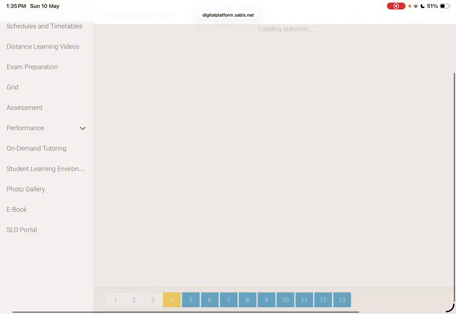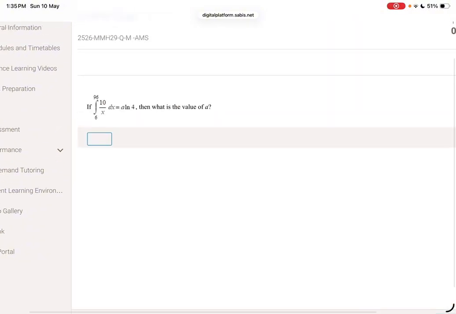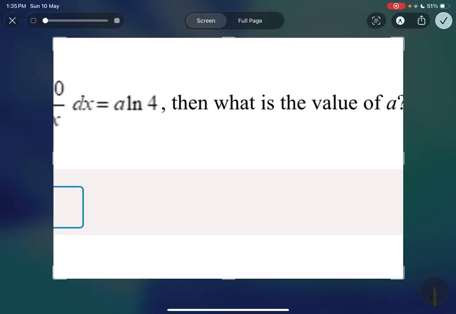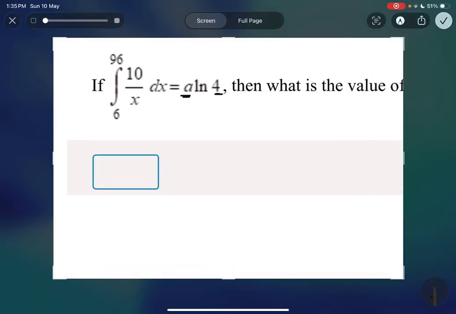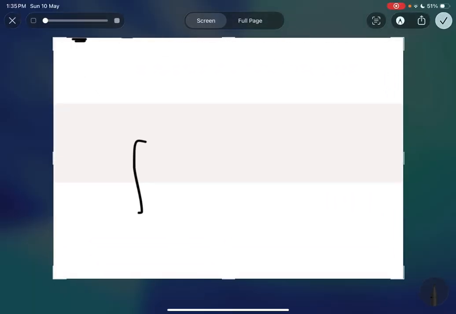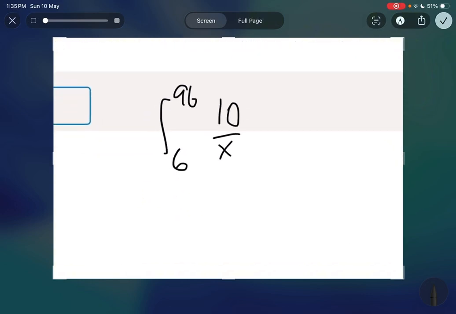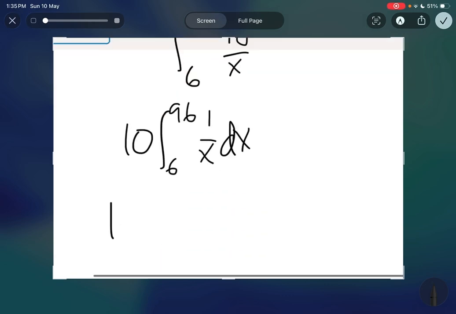Okay, question number 5. Here it's the same thing. Now there's an a and there's a 4 here. So it's the integral from 6 to 96 of 10 over x. Here you can take 10 out as a constant. So the integral from 6 to 96 of 1 over x dx. And then it will be 10 times ln of x from 6 to 96.